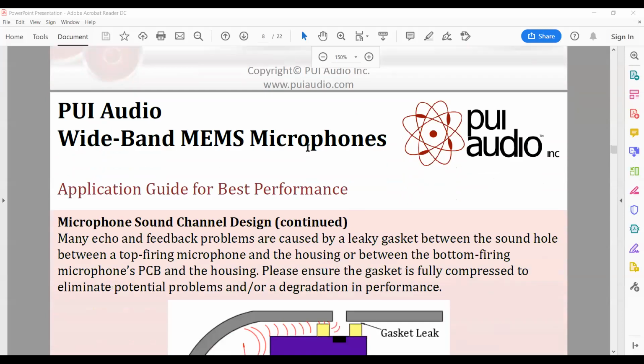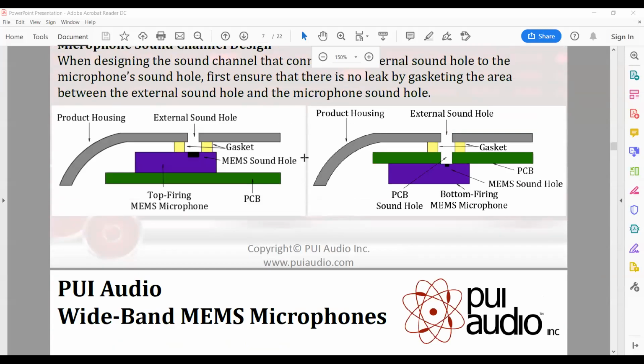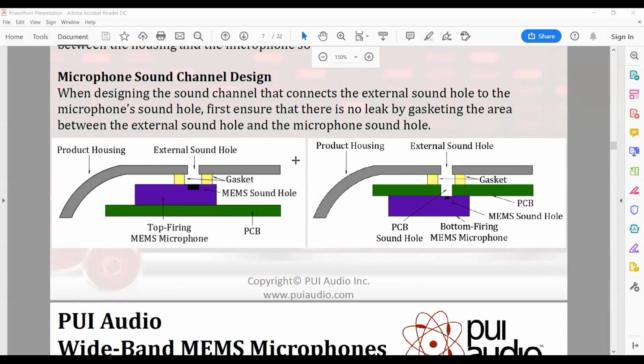What is the difference, or why would you pick top firing versus bottom firing microphone? Right, so with bottom firing, it's a little bit easier to implement. You basically just have to gasket to the PCB. So I think that's why they're the most popular. With the top firing, you would want to choose that just because you're able to get it closer to the output. So sometimes that's going to give you cleaner sound.